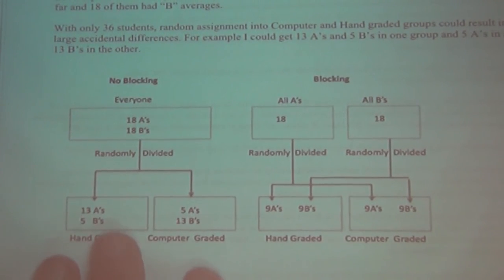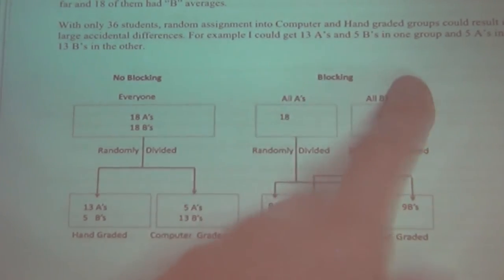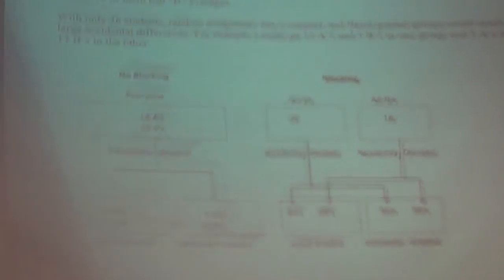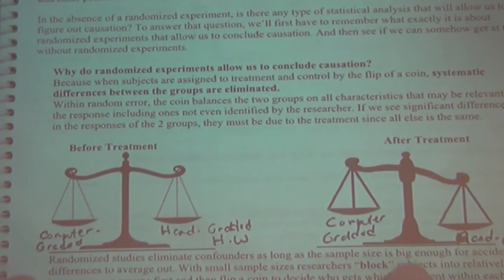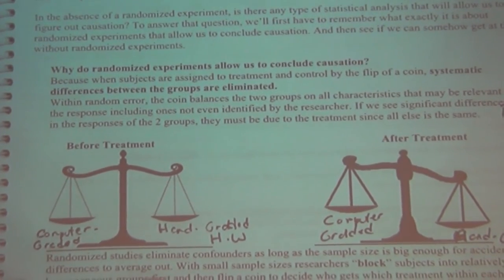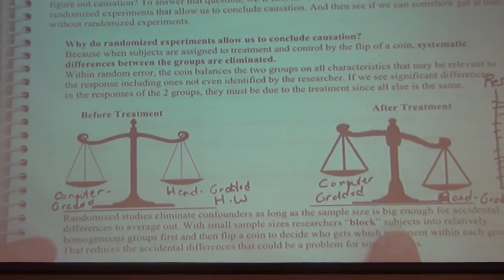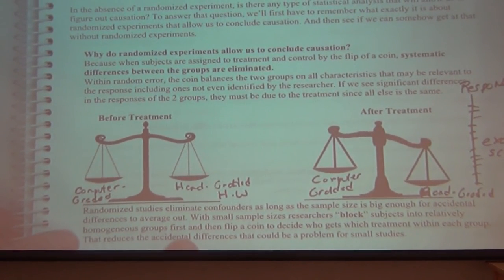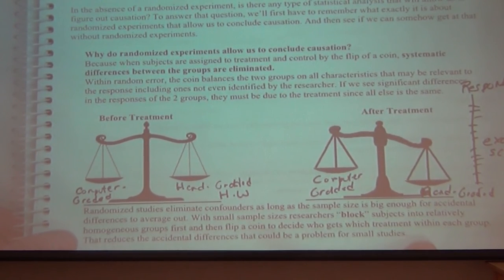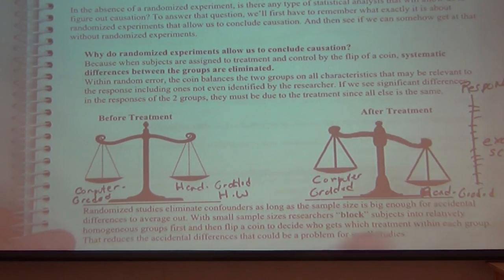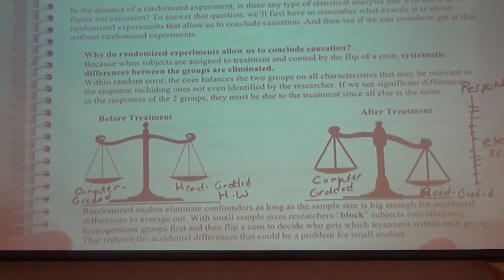Okay, so what do I do? I do something called blocking, and I explain it here. I say, randomized studies eliminate confounders as long as the sample size is big enough for accidental differences to average out. But with small sample sizes, researchers block into relatively homogeneous groups first, and then flip a coin to decide who gets which treatment within each group. Okay, so let's see how that works.